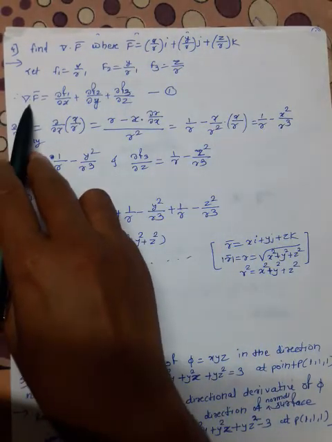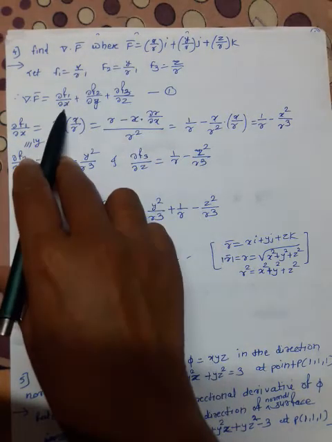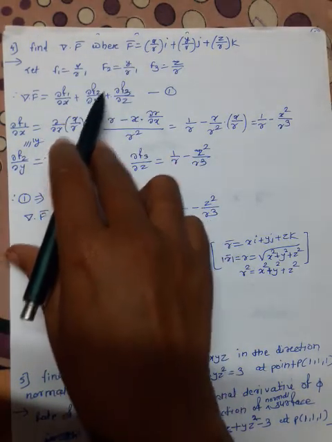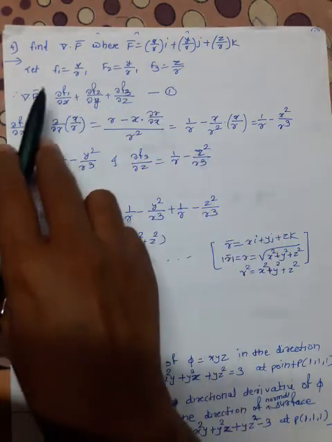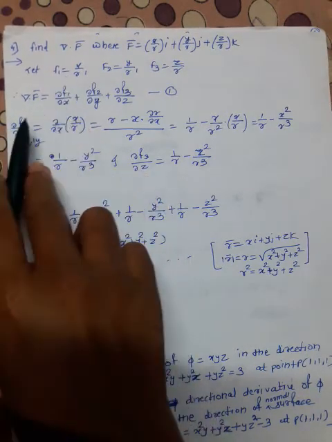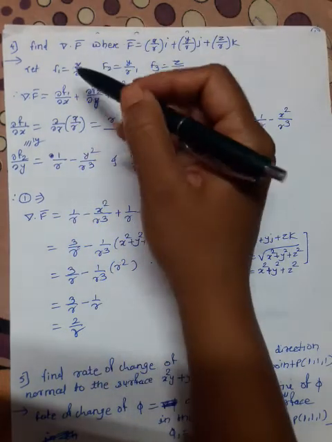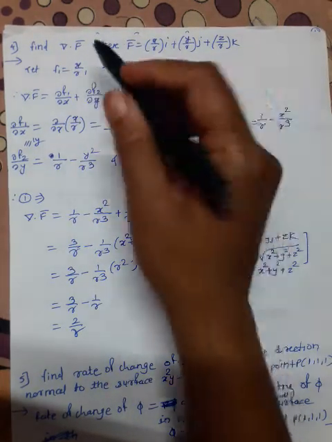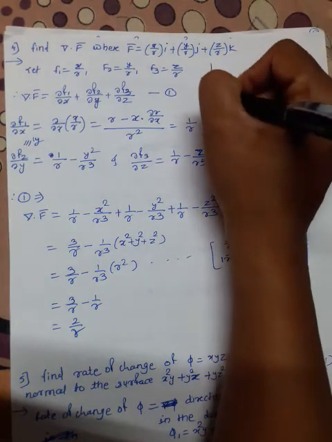Therefore, first write down the definition of del dot f bar, which is ∂f1/∂x plus ∂f2/∂y plus ∂f3/∂z. Call it equation 1. Now consider the derivative of f1 with respect to x. Here is f1. Numerator contains x, denominator contains r, and r contains x, y, z.